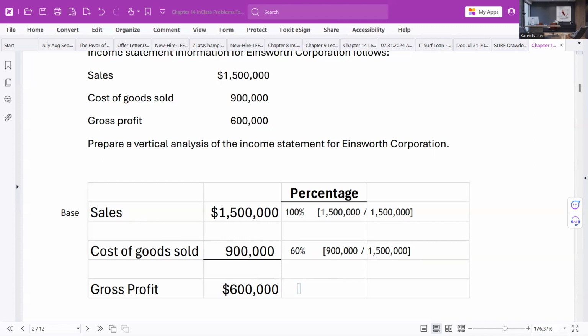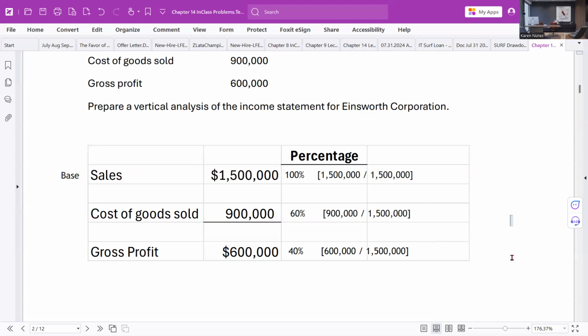Same thing with gross profit. We want to express that gross profit as a percent of sales. So what this tells us is that our gross profit is 40% of our sales. 600,000 divided by 1.5 million. That's a vertical analysis. And we would continue in that fashion for every single line item on the income statement, right? If we had the whole income statement from the top, sales, down to the bottom, net income, we would just do the same thing, express every line item, in this case, as a percent of $1.5 million. That's a vertical analysis.